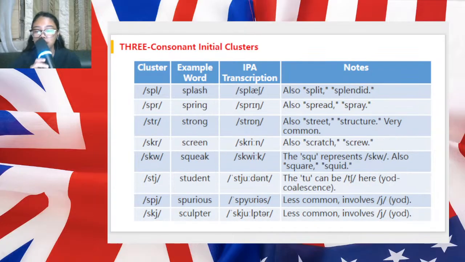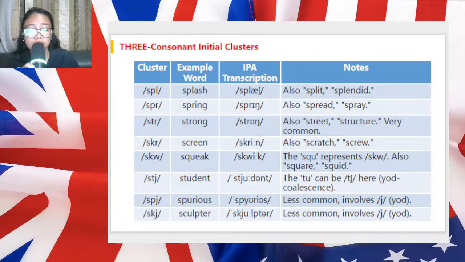After two consonant initial clusters, of course, we will be tapping also into the three consonant initial clusters. I see this slide takes us to the next level. These are definitely a bit more complex as they involve blending three consonant sounds right at the beginning of a word. We'll go through each of these step by step. Three consonant initial clusters.